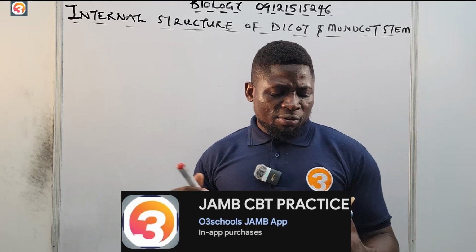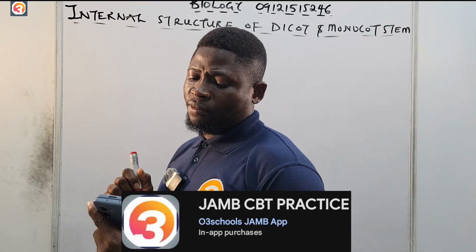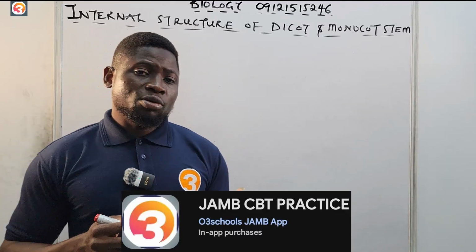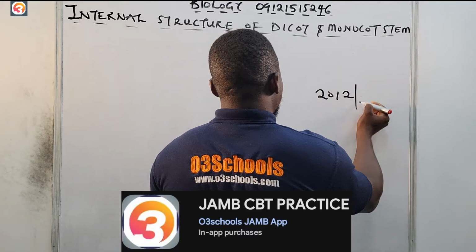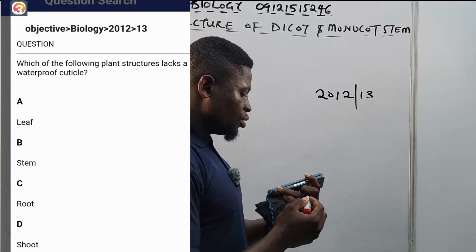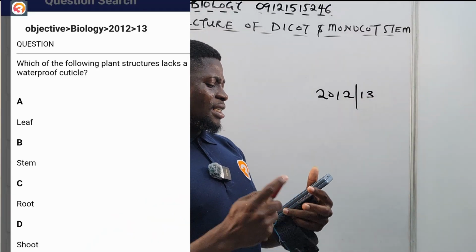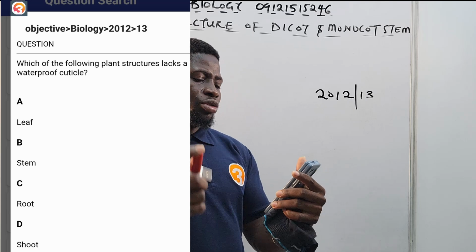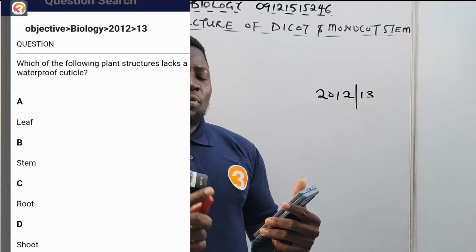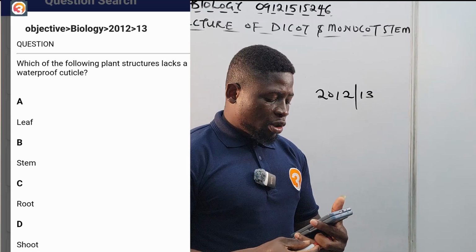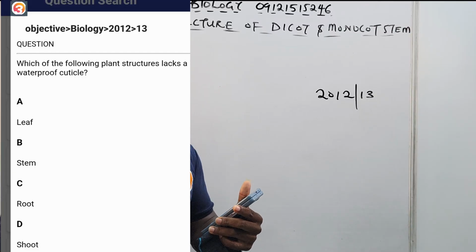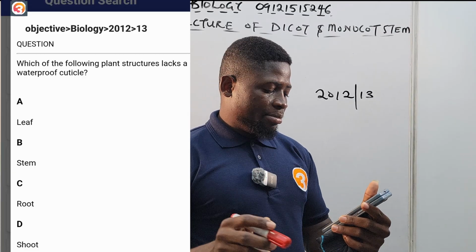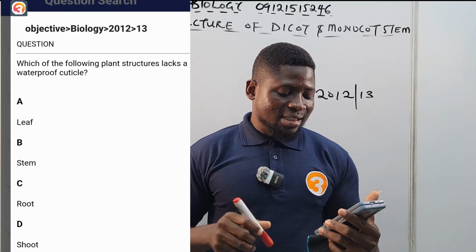But before we talk about the app, let us see a question that is related to this from the O3 Schools JAMB app. This is a 2012 question, number 13. It says: which of the following plant structures lacks a waterproof cuticle? A says leaf, B says stem, C says root, D says shoot.